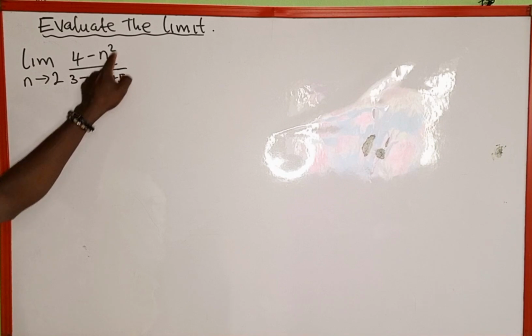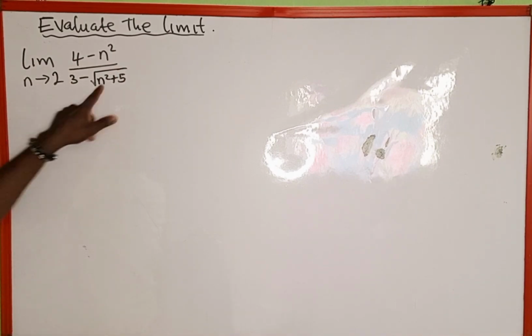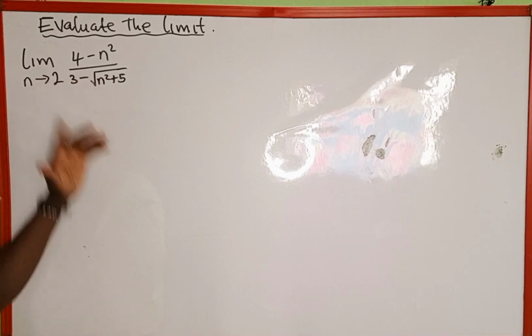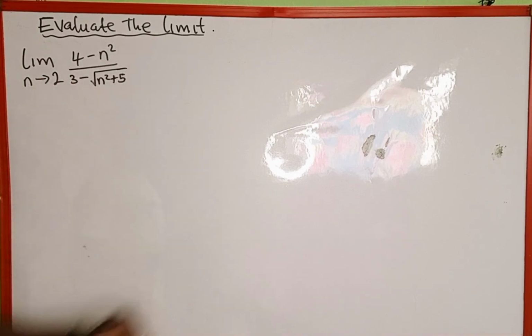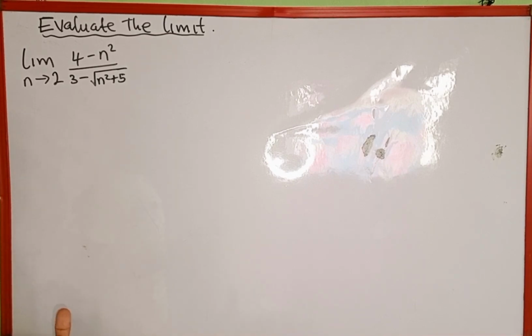Because when we plug in 2 here, 2 squared is 4. 4 minus 4 is going to be 0, divided by, when we plug 2 here, 2 squared is 4. 4 plus 5 is going to be 9. Square root of 9 is 3. 3 minus 3 is going to be 0. We are going to have 0 divided by 0, which is undefined. So therefore, this function here is an indeterminate function.